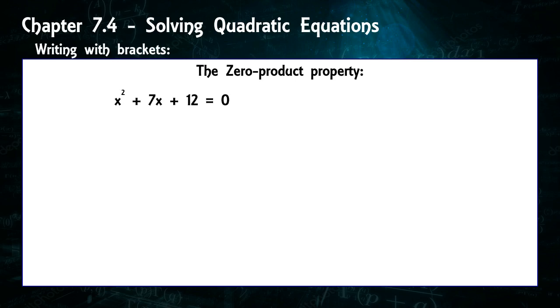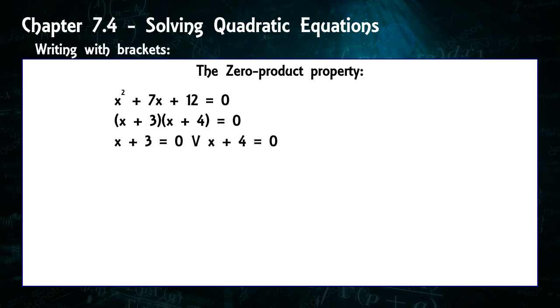Here we use the product sum method. We need to look for two numbers where the product is 12 and the sum is 7. The sole combination is 3 and 4, so we factorize our line into x plus 3 times x plus 4 is equal to 0. Having factorized it, we can use the zero product property to solve this line. The first bracket, x plus 3, must be 0, or the second bracket, x plus 4, must be 0.